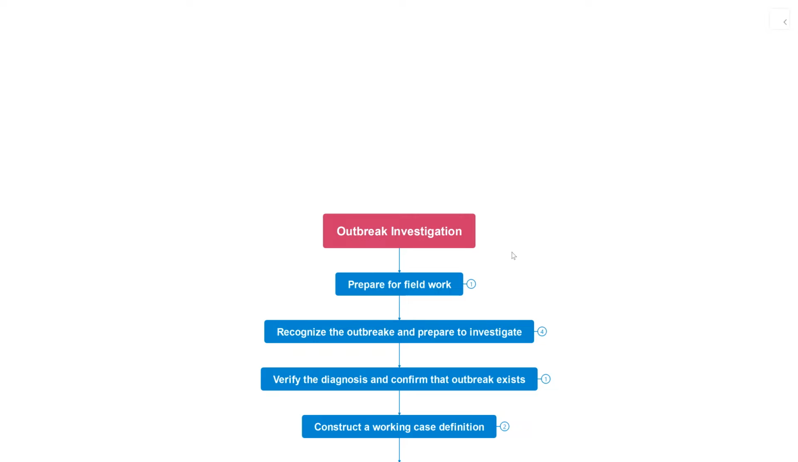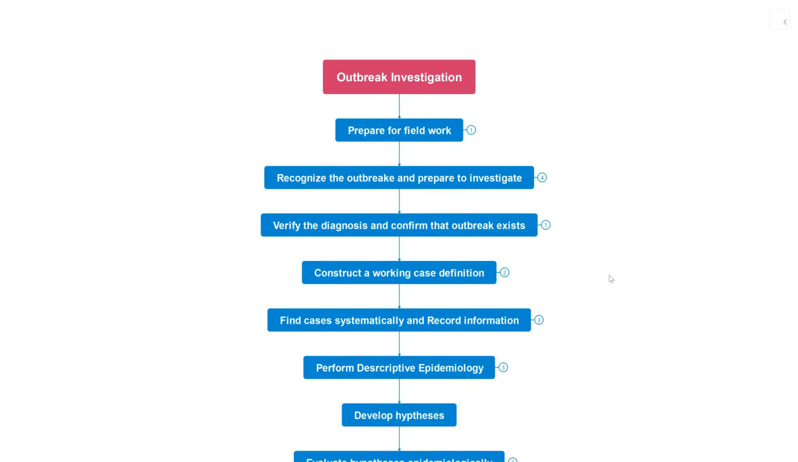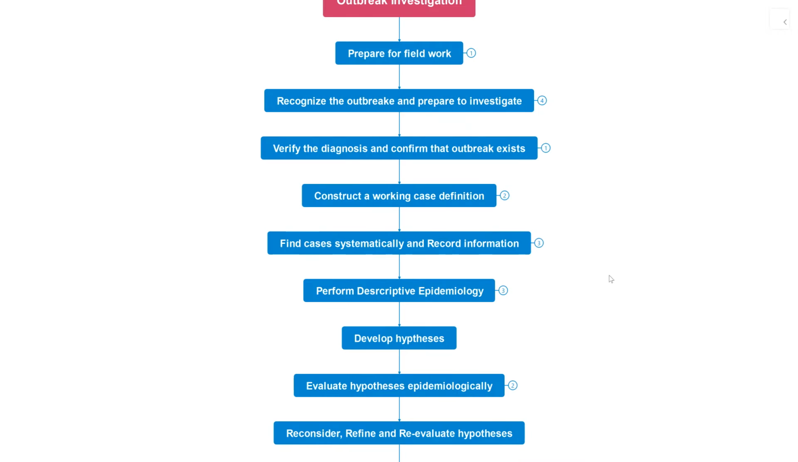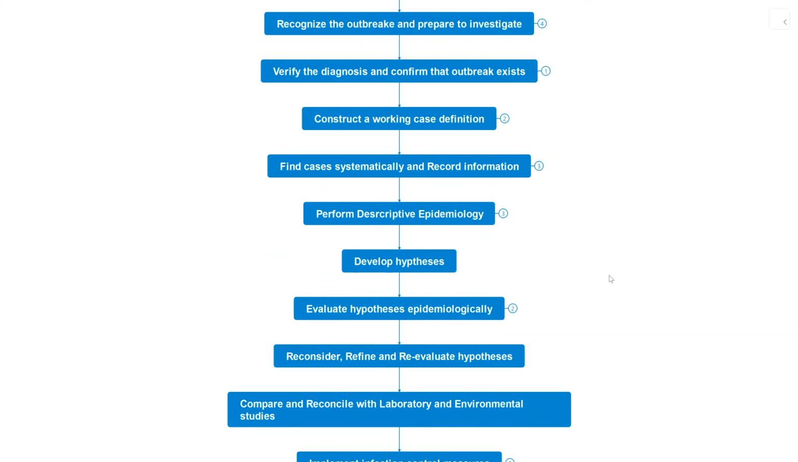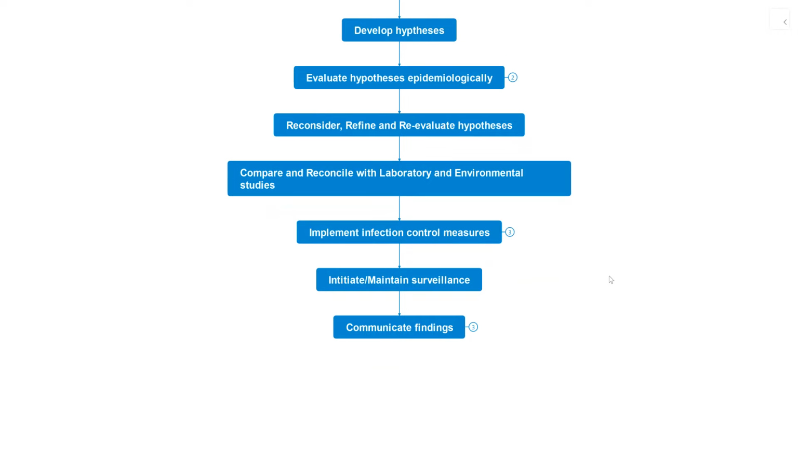First, you have to prepare for the fieldwork. Then, you have to recognize the outbreak and prepare to investigate. Then verify the diagnosis and confirm that the outbreak exists. Then construct a working case definition for that outbreak. Find the cases systematically and record the information. Perform the descriptive epidemiology. Develop your hypothesis. Evaluate your hypothesis epidemiologically. Reconsider, refine, and reevaluate the hypothesis if needed. Compare and reconcile with laboratory and environmental studies. Implement all the infection control measures, initiate or maintain the surveillance, and finally communicate your findings.